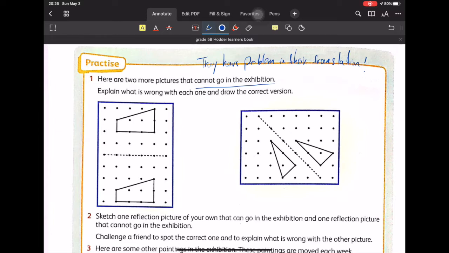I'll give you 1 minute for this question to find the problem in the first one, and the second one also. And then we are going to analyze your answers and I will include my own answer. Take your time, please.